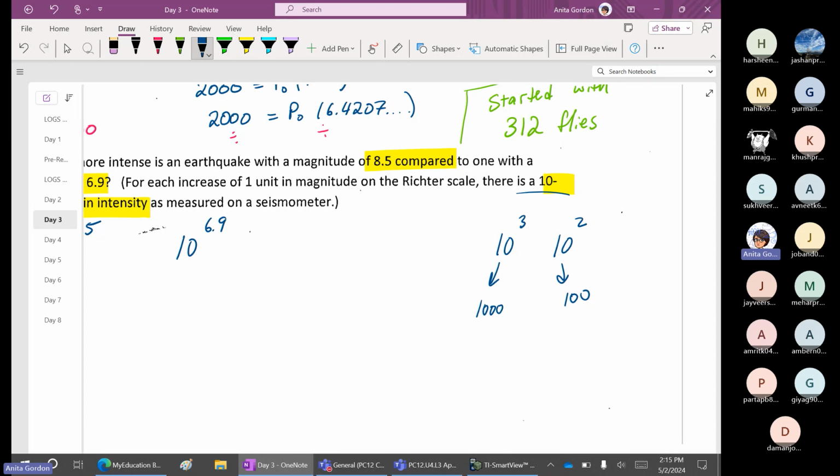So if I said I have $8.5 and Alicia has $6.9, how many more dollars do I have than she does? How would you do that? I would subtract, right? And I would say the difference is how many dollars? $1.6. Okay, so when we talk about things that are not base 10, so they're not in exponentials, we can just subtract these and say, oh, I know this is 1.6.